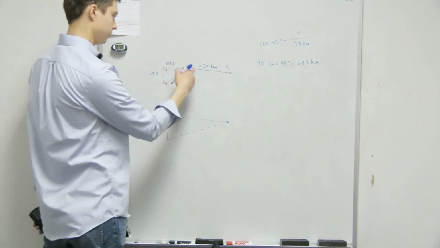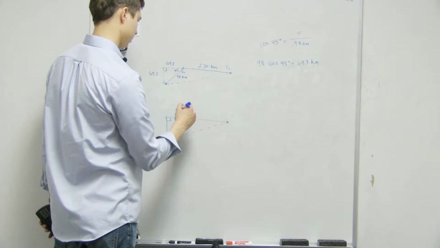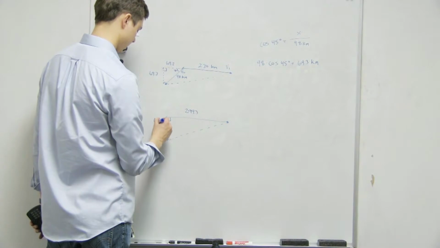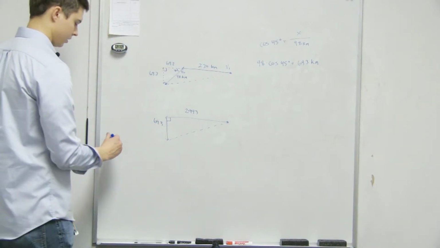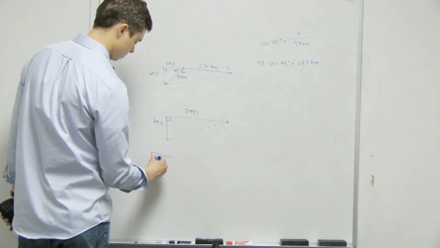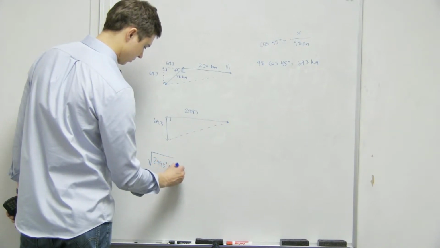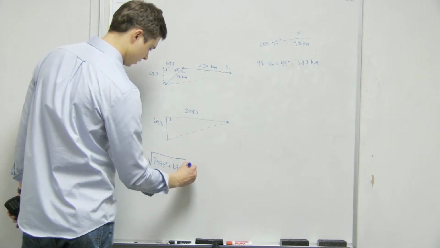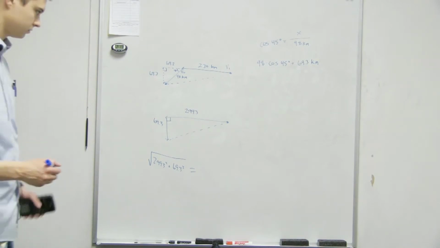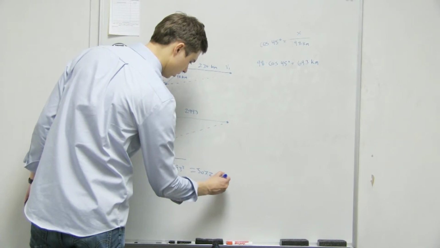Nice. So this would be 230 plus 69.3, which is 299.3, by 69.3. So Pythagorean's theorem tells us that if we take the square root of 299.3 squared plus 69.3 squared, we'll get our hypotenuse, which is 307.2 kilometers.